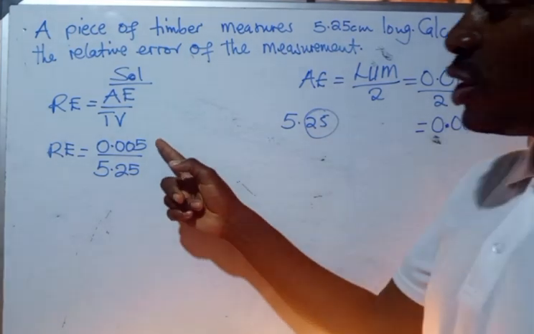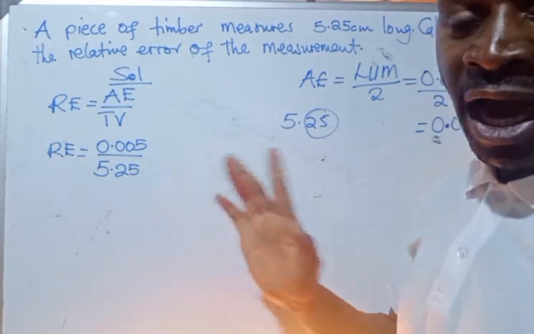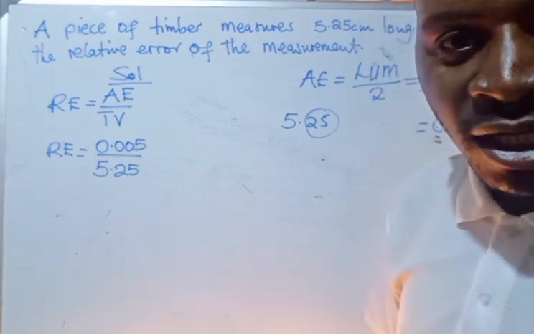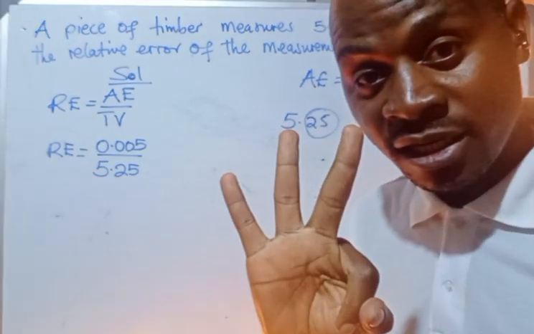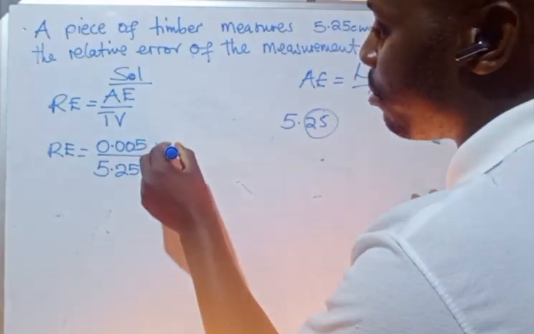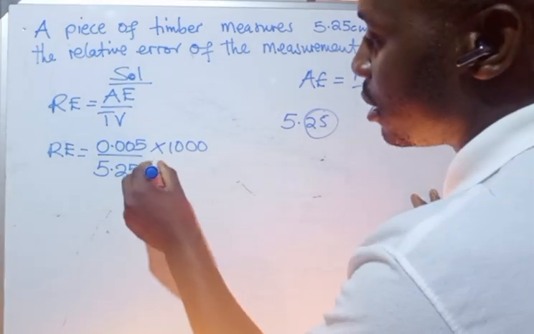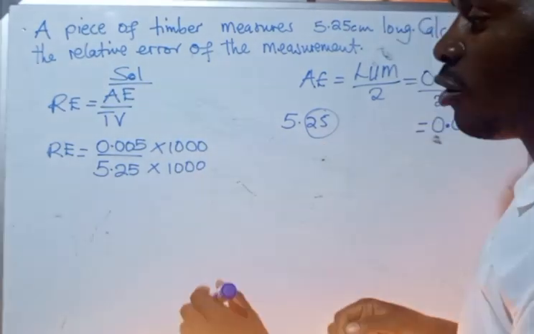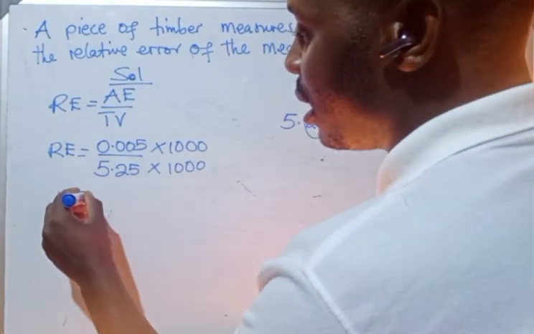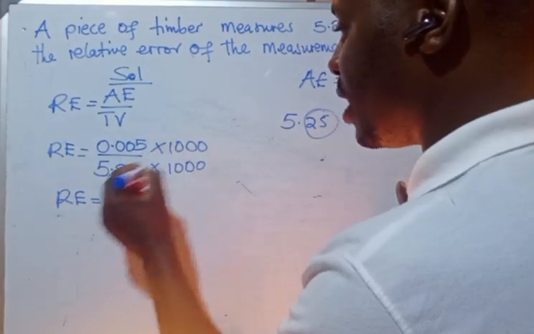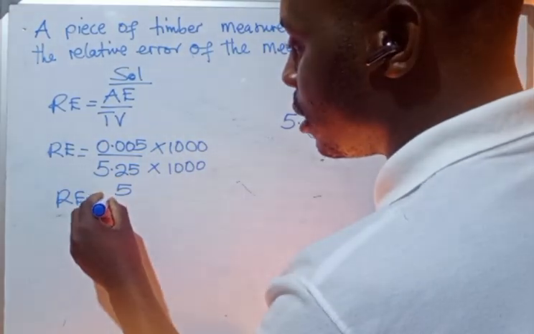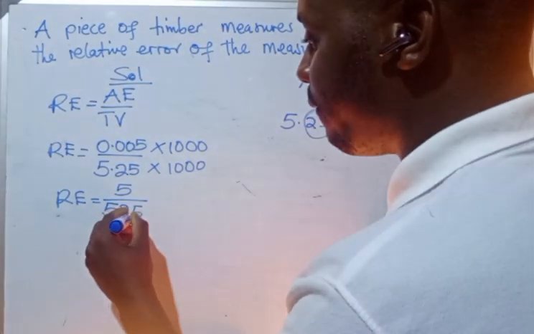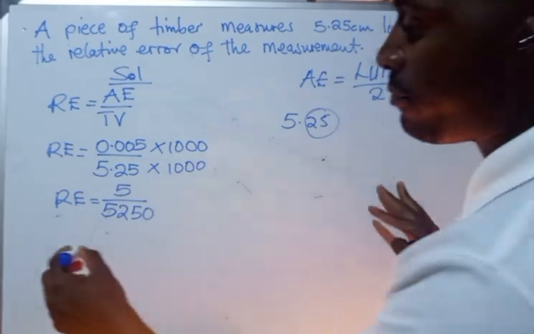Now, we have the numerator and the denominator. Which one has more decimal places? The top one, the numerator, has more decimal places. It has 3. Therefore, we are going to multiply both sides by 1,000, because 1,000 has 3 zeros, so that we get rid of the points. So our relative error will be, if you multiply this one by 1,000, we will just have a 5, over, if you multiply this one by 1,000, we have 5,250. This is what we have.